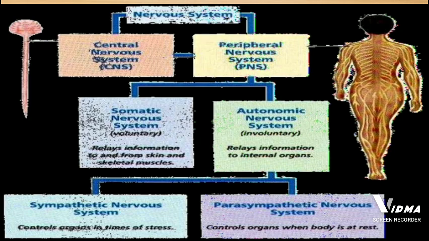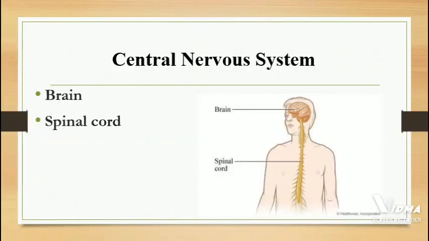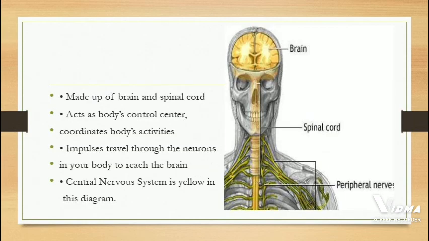So, coming to the next point, we need to know first about CNS, that is the central nervous system. It generally includes two parts, that is the brain and spinal cord, which is available in the diagram. It is made up of the brain and spinal cord, which is looking yellow. You can see in the diagram that the yellow mark represents CNS.